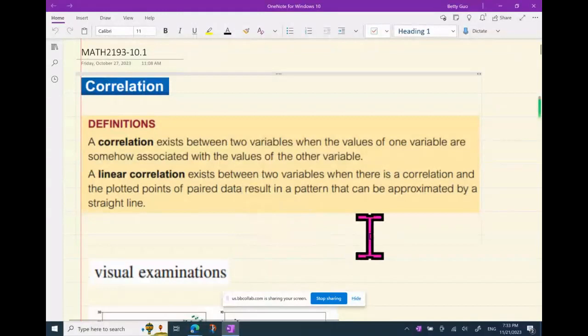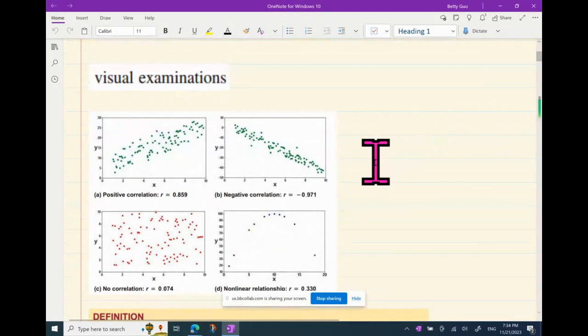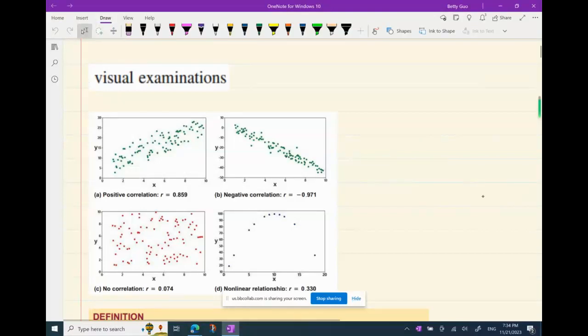To determine if a linear correlation exists between two given variables, the first thing we normally do is to visually examine the scatter plot of the two variables. So that's the first step, visual examination. Just look at a graph. What kind of graph? Scatter plot. Let me explain what a scatter plot is.